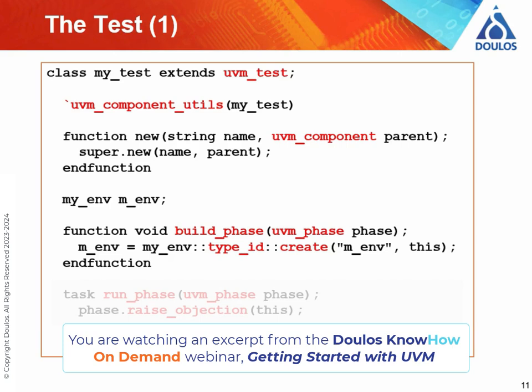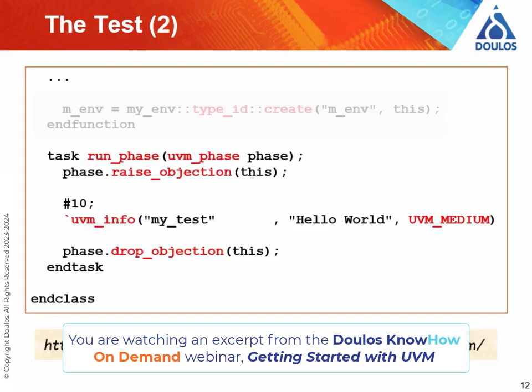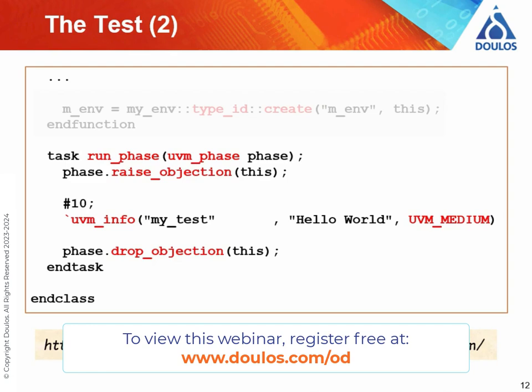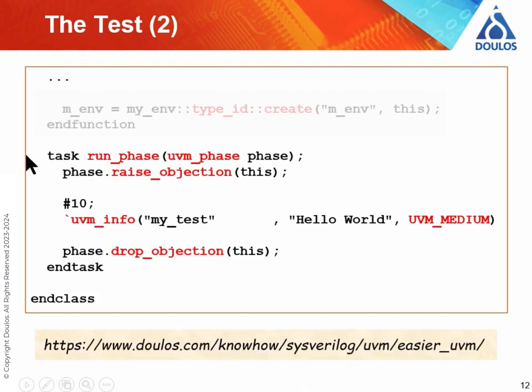In our trivial example, we need to override one more method of our test class, the run phase method. Remember I mentioned that the run phase is the only phase which consumes time and that all of the other phases execute in 0 time? Well, because of this, the run phase method must be a task, whereas all the other phase methods are functions, because you are not allowed to wait in a function, to consume time in other words. So to make something happen in the run phase, we need to override the run phase task.